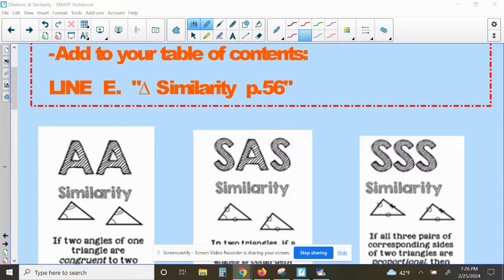Hey, here's your Similarity Foldable. So add to your table of contents, if you didn't already, line E, triangle similarity. And that's going on page 56.